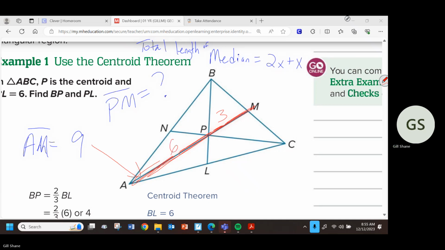So again, there's an equation you should set up, which I'm going to give you in words right now, and then you can do the check problem on your own. Instead of this total length of median equals 2x plus x, I'm going to write it in words for you. I think for some of you that will be helpful.